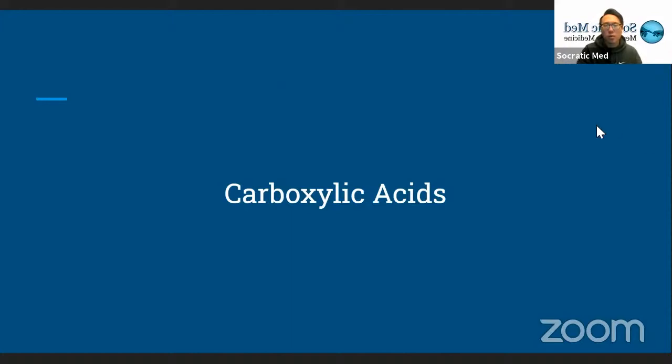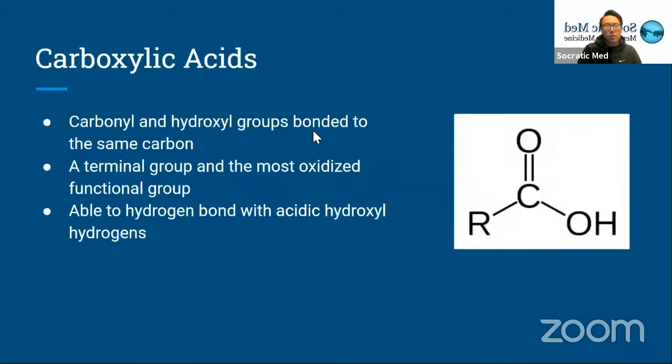On to carboxylic acids. So carboxylic acids, on the right, I just have the general structure of one. They have a carbonyl group and a hydroxyl group bonded to the same carbon. This is a terminal group and usually the most oxidized functional group on the molecule. And because of the acidic hydroxyl hydrogens attached to that oxygen, it's able to hydrogen bond with other molecules.